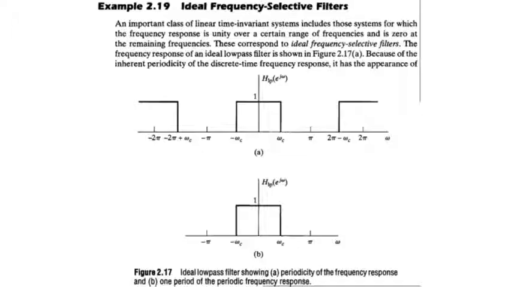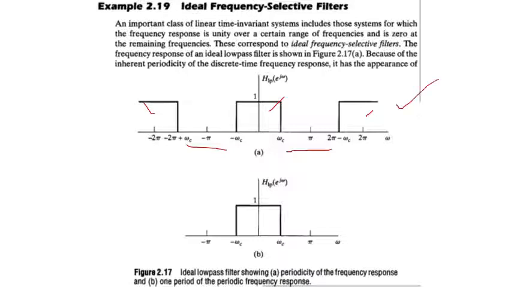Move on. In this slide we will talk about ideal frequency selective filters. An ideal frequency selective filter is another important type of LTI system. Why do we call them ideal frequency selective filters? Because in the passband their magnitude is 1 and in the stopband their magnitude is 0. And because the frequency response is periodic, you will see that at 2 pi or minus 2 pi, we are going to get the same thing again.